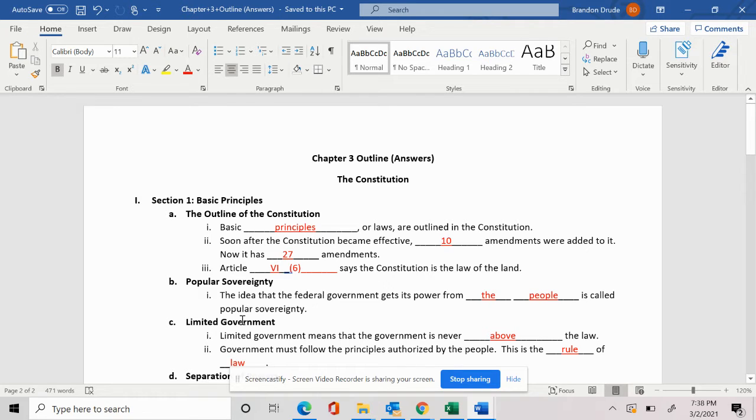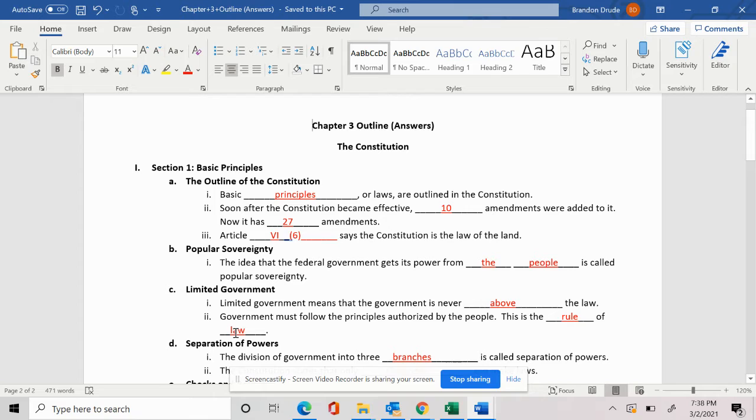And this is supposed to make sure the government doesn't get too big for their britches. They have to follow the rule of law. So our government has to be limited. This means the federal government, even though they have more power, they need to be limited in their power. And it's us, the people, who have to keep track of that. So that's the second principle.